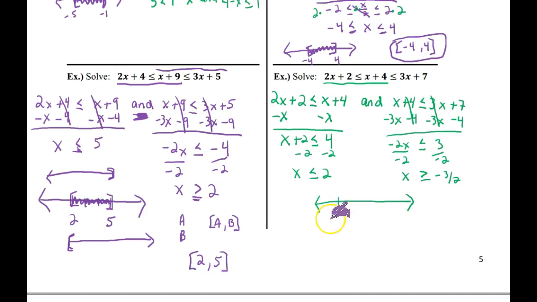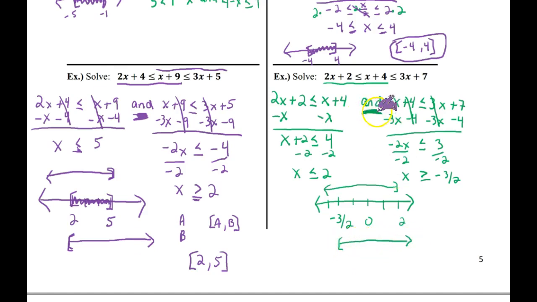And negative is smaller than a positive, so it goes on the left. That's 1.5. So 1, 0, 1, 2, technically it's between those two. And so x is less than or equal to 2. So equal to, I'm going to use the bracket. Less than, I'm going to shade left. Greater than or equal to, we're going to use a bracket. And greater than, I would shade up.